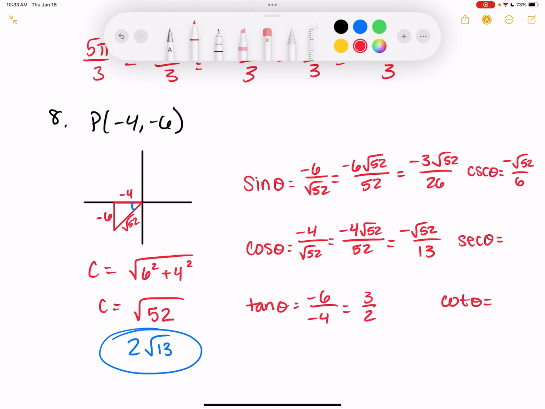Secant of theta, negative square root of 2. I know what you meant. Okay, good. Cotangent, 2 over 3.